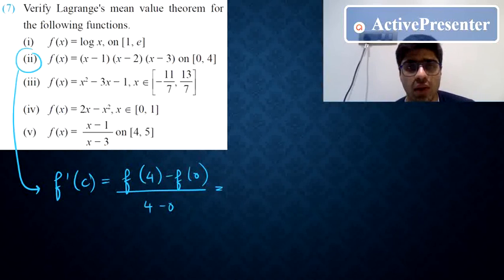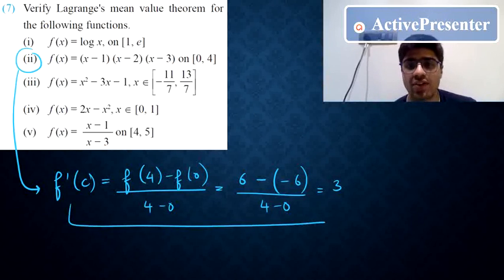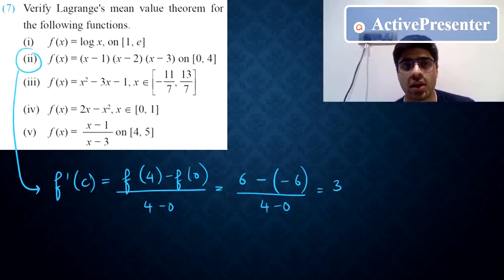F of 4 will be 4 minus 1, which is 3, into 4 minus 2, which is 2, into 4 minus 3, which is 1. So we have 3 into 2 into 1, which is equal to 6, that is f of 4, minus f of 0. F of 0 will be minus 1 into minus 2 into minus 3, which is equal to 6 again, but actually it's a minus 6. So f of 4 minus f of 0 is 6 plus 6, that is 12, upon 4 minus 0, and this should be equal to 12 by 4, which is 3. F dash of c has to be equated with 3.